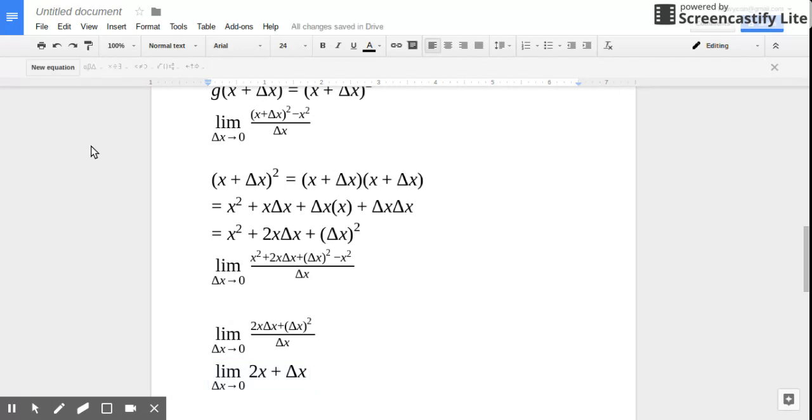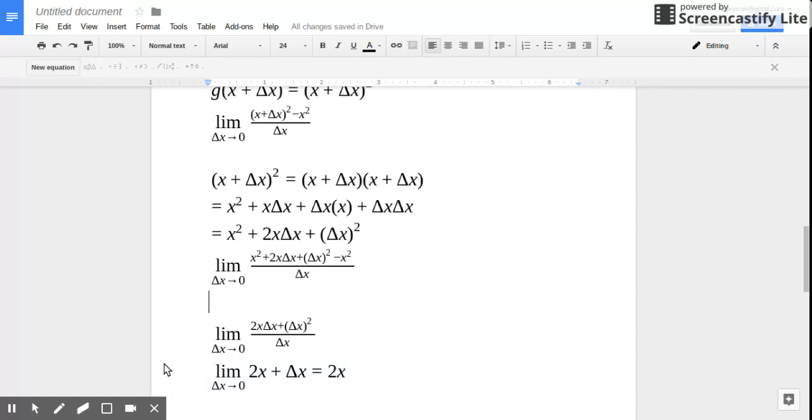Now what we'll do now is the direct substitution, and that is plugging 0 directly in to this delta x up here, so we end up with 2x plus 0. But 2x plus 0 is just 2x. See that? 2x plus delta x, or 2x plus 0 is just 2x.